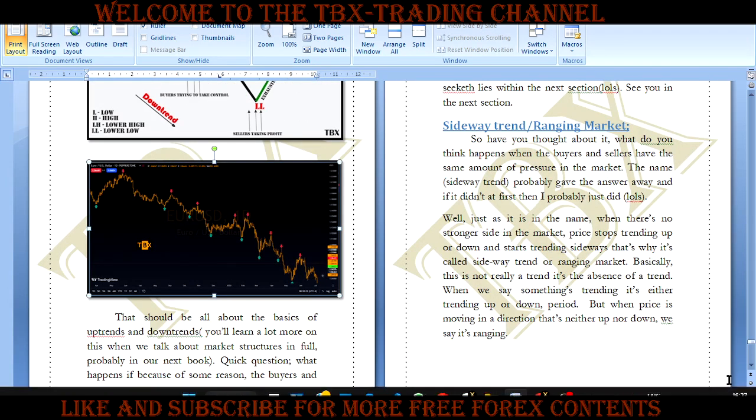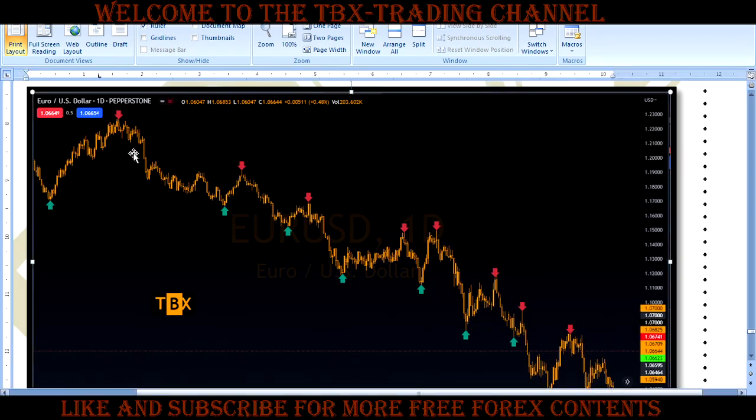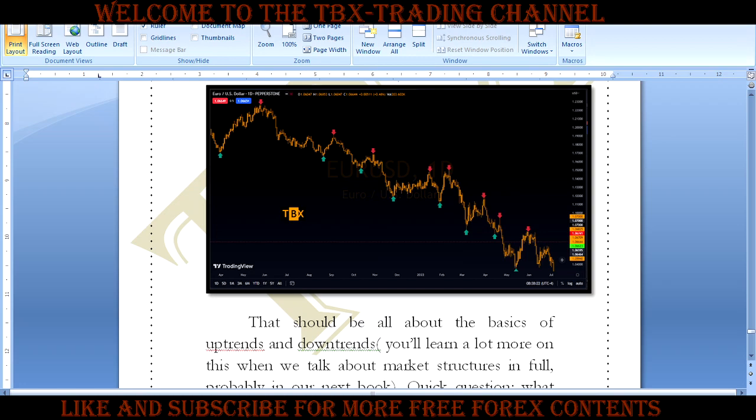So let's check this out. Boom. This is the high, this is the low. If you draw a horizontal line from this point to this point, you find out that it might not be much, but this low is lower than this previous low. This high is lower than this previous high. This low is lower than this previous low, like that, like that. So that is a downtrend.